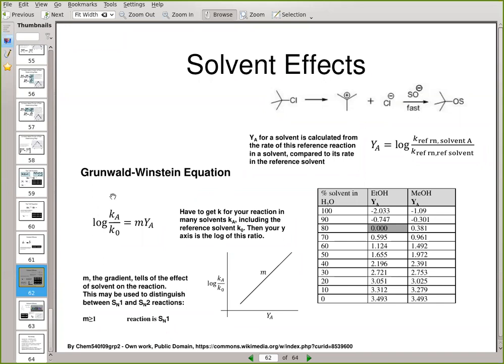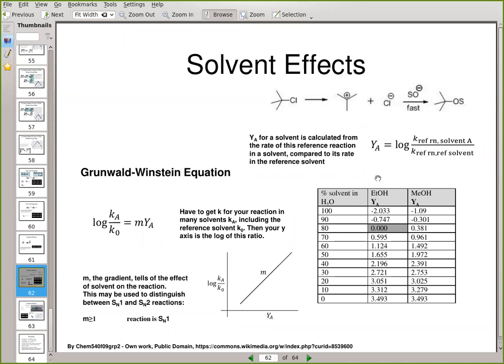What they did was decide on their own reference reaction, and here's the reference reaction they used, with tertiary butyl chloride. Of course, you've got SN1 formation of a tertiary carbocation. And this is not sulfur, this is solvent, SO minus. SO minus then comes into the positive charge as a nucleophile. They measured this rate in different solvents. So for the reference reaction, you do it in a solvent, and you do it in the reference solvent, and you get your solvent parameters for it.